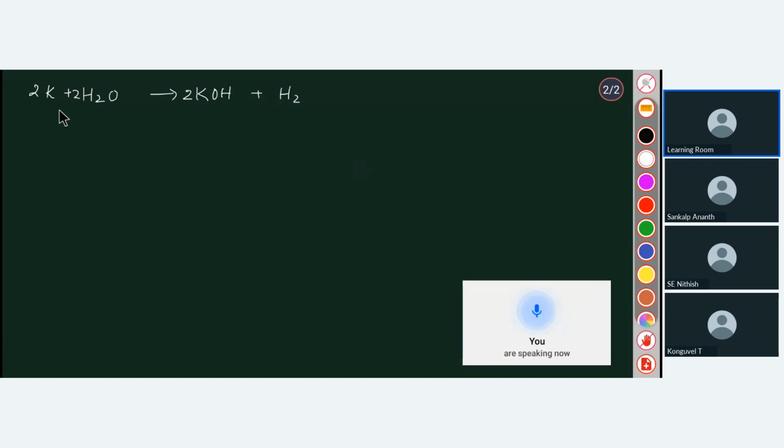Similarly, if I write here calcium, can you now write the reaction yourself? Ca plus H2O gives.